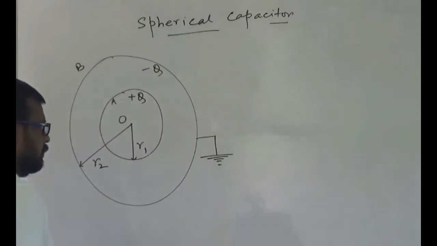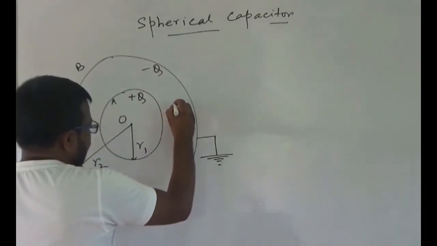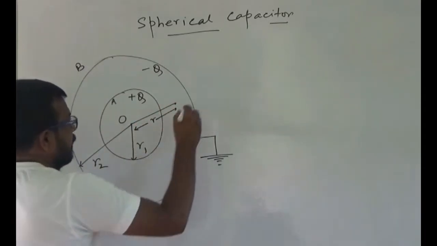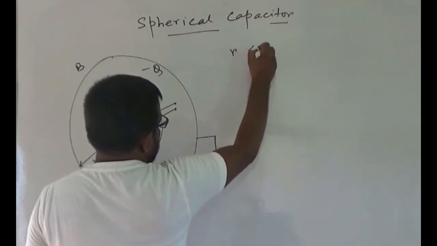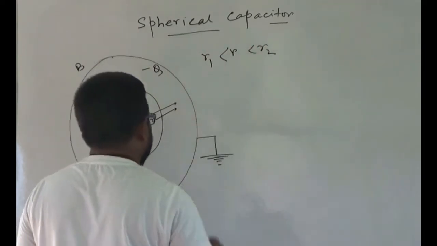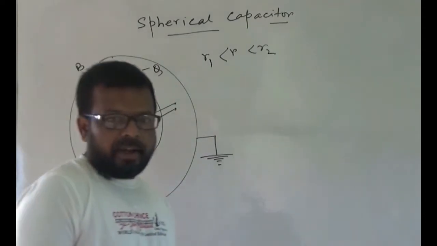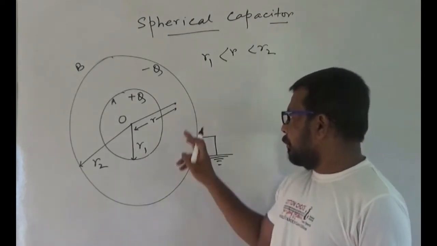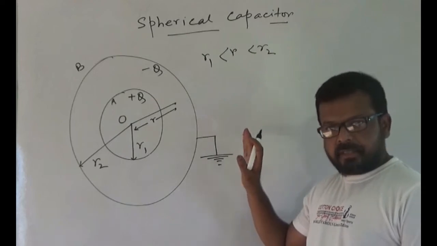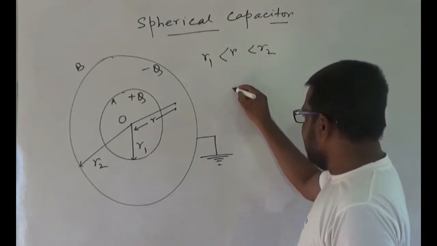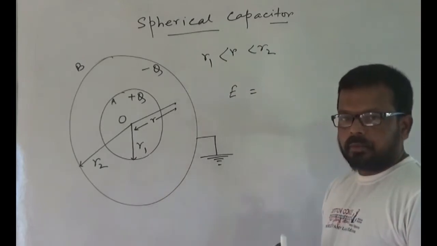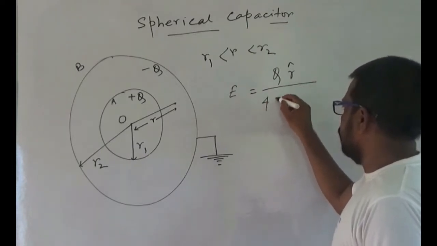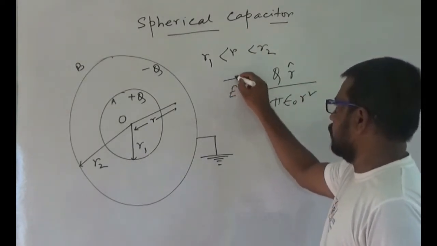Now let us find the electric field at a distance r, where r is less than R2 but greater than R1. That is, we are going to find the electric field intensity in the region between the two spherical cells. Is it clear? That electric field will be equal to Q r hat divided by 4 pi epsilon naught r square.